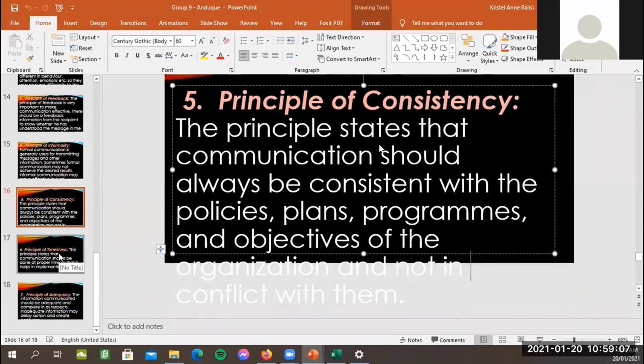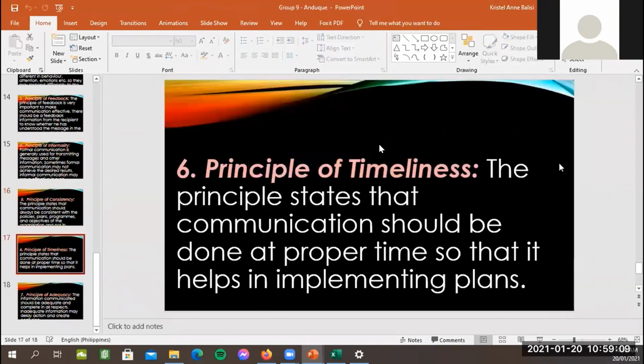Number 6 na po. Principle of timeliness. The principle states communication should be done at the proper time so this helps in implementing plans. Dito naman po sa number 6, sabi ng pakikipag kasi dapat gawin at tama sa tamang panahon para makatulong sa pagtupad ng mga plano ng grupo.